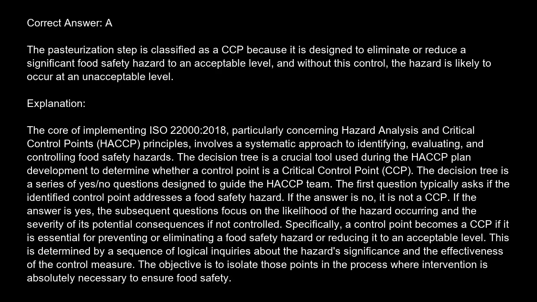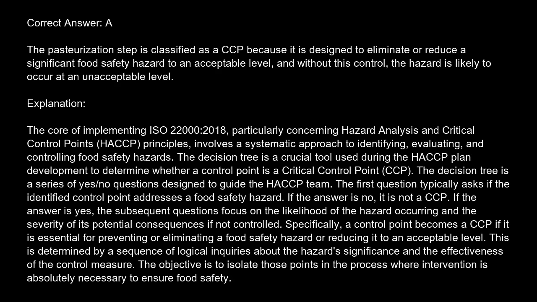Explanation. The core of implementing ISO 22000-2018, particularly concerning hazard analysis and critical control points, HACCP principles, involves a systematic approach to identifying, evaluating, and controlling food safety hazards. The decision tree is a crucial tool used during the HACCP plan development to determine whether a control point is a critical control point, CCP. The decision tree is a series of yes/no questions designed to guide the HACCP team.